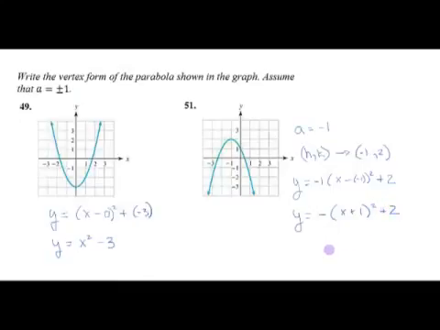And just to double check ourselves, we have the negative, it's opening down, and we have the number that we put in here to make this squared quantity become 0 would be a negative 1. So we have a negative 1, and the y is the number tacked onto the end, which is a 2.